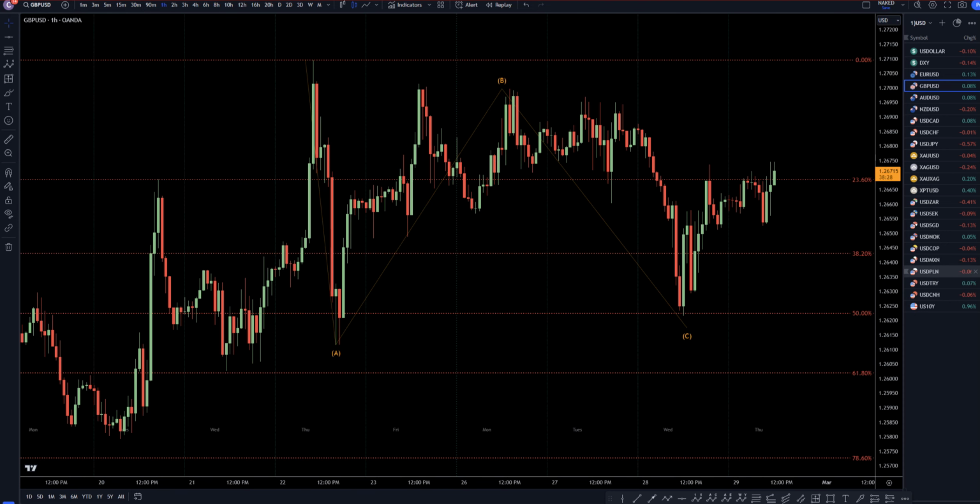Taking it down to the 1 hour time frame. On the 1 hour time frame, I think there's a good chance this is the end of a wave C. Like I said, there's always a possibility that it goes down, but even if it does go down, I think it will make a higher low, and just keep on going up.